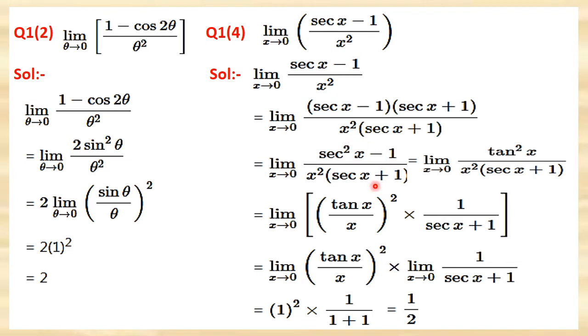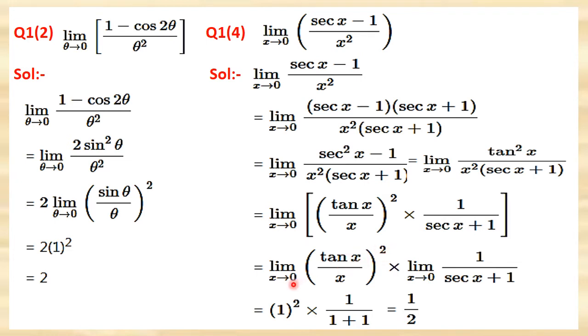The denominator as it is. Now sec square x minus 1 is tan square x. Then limit x tends to 0, tan square x upon x square into sec x plus 1. Now here x square is there and tan square is there, so we will take it together. Limit x tends to 0, tan x upon x the whole square into 1 upon sec x plus 1.